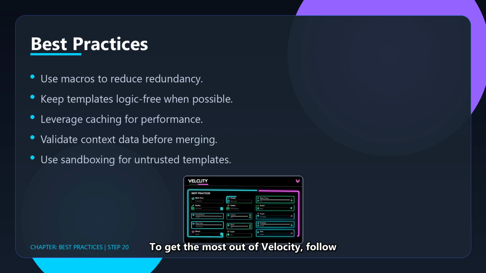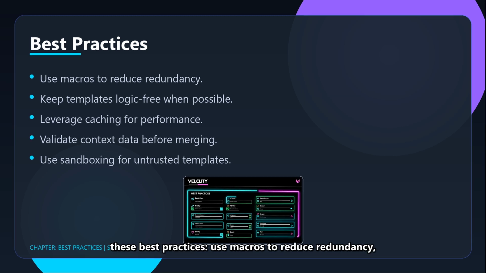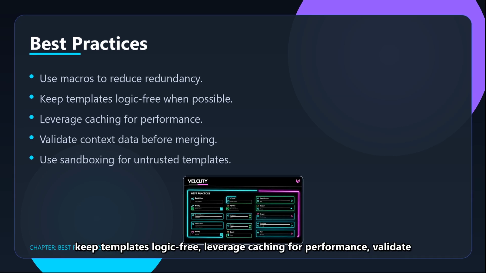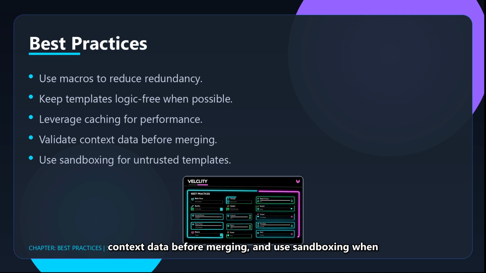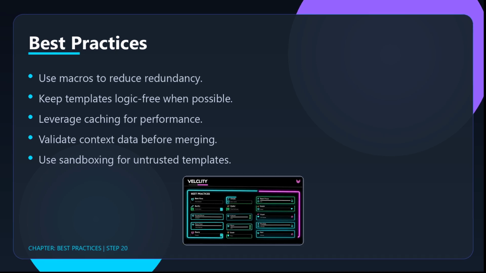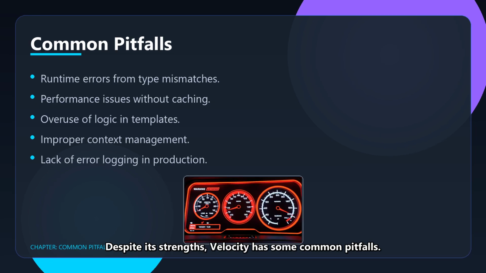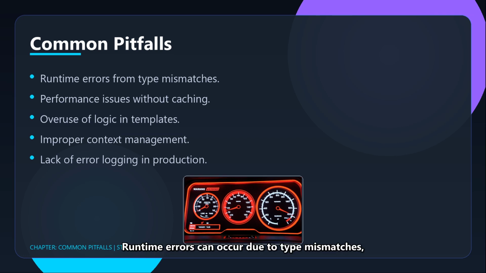To get the most out of Velocity, follow these best practices. Use macros to reduce redundancy, keep templates logic-free, leverage caching for performance, validate context data before merging, and use sandboxing when handling untrusted templates.